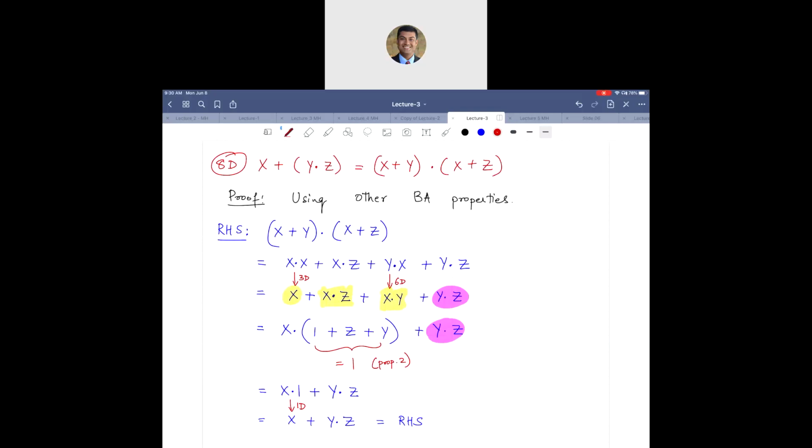Questions about proof of 8D using other Boolean algebra properties? Now, over here, just for the sake of your understanding, I have written out each of the properties. In some cases, you might be asked to cite the property, but in most cases, I'm not going to require you to cite the property. So it really depends on the context of the problem. So when you read the problem description, please read it carefully. My goal is not for you to learn by heart the names of the properties. I just want you to be able to use them with a lot of comfort, the same way that you use your arithmetic algebra properties.